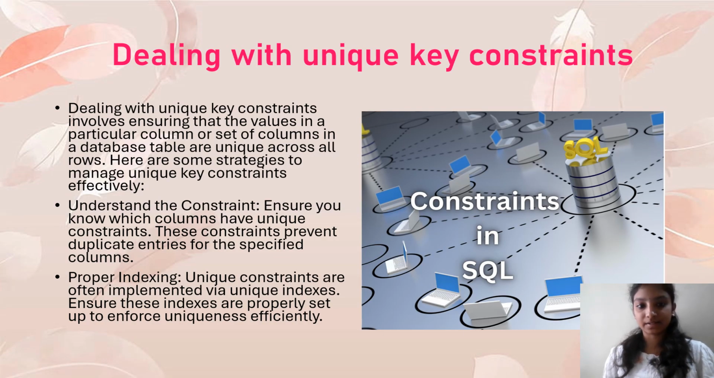Dealing with unique key constraints. Dealing with unique key constraints involves ensuring that the values in a particular column or set of columns in the database table are unique across all the rows. Here are some strategies to manage unique key constraints. Understand the constraint: ensure you know which columns have unique constraints. These constraints prevent duplicate entries for the specified columns. Proper indexing: unique constraints are often implemented via unique indexes. Ensure these indexes are properly set up to enforce uniqueness effectively.